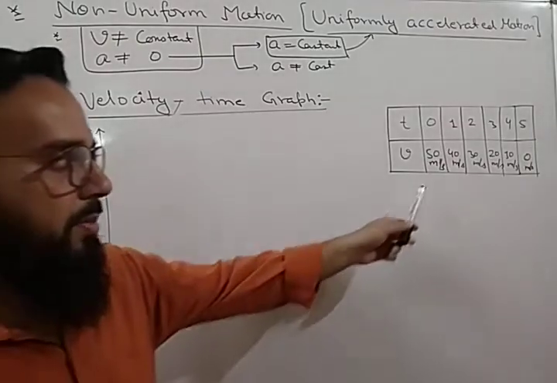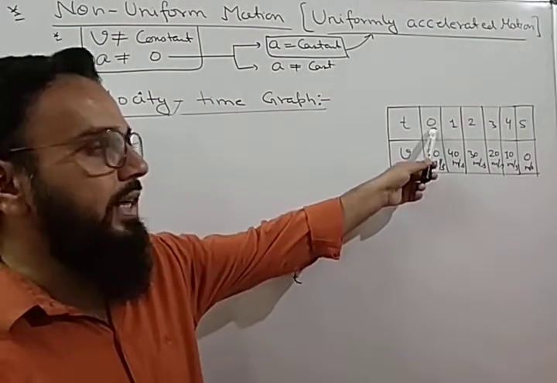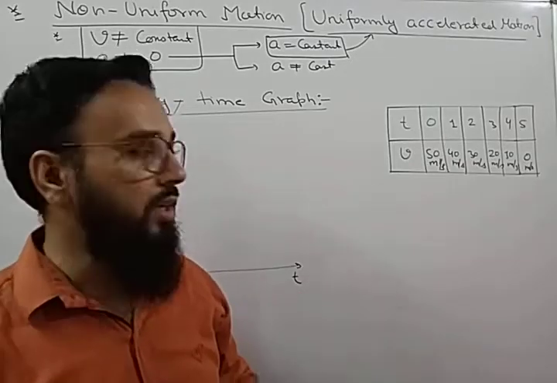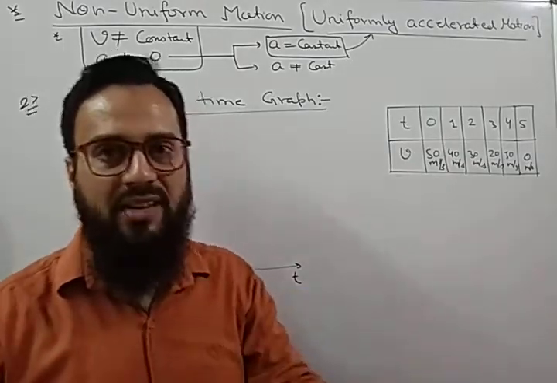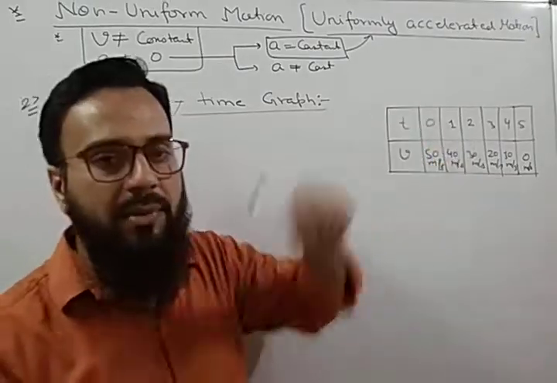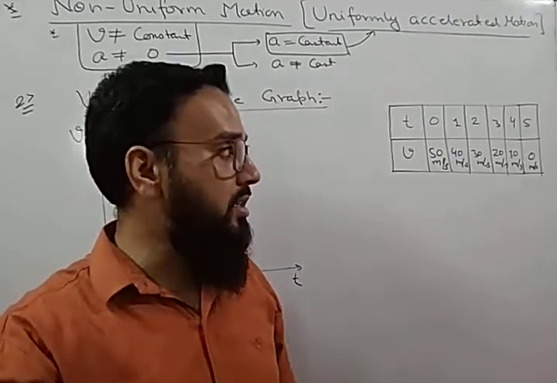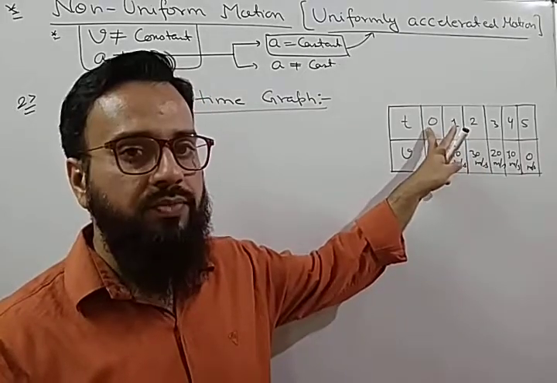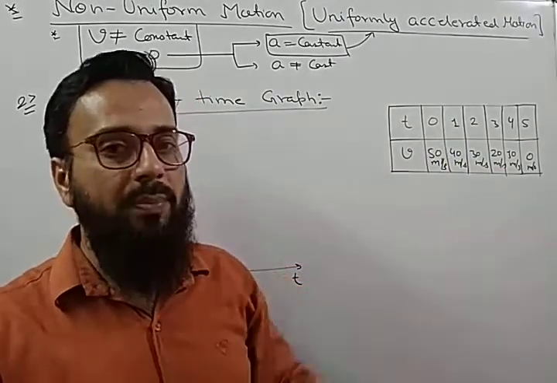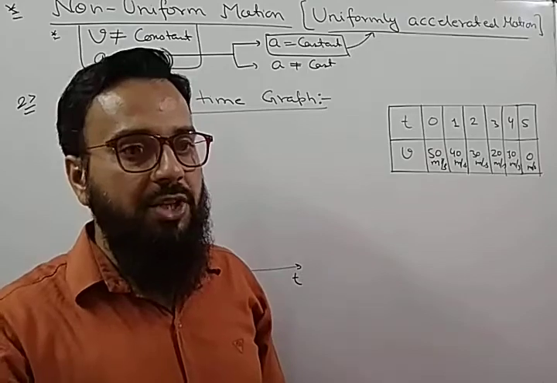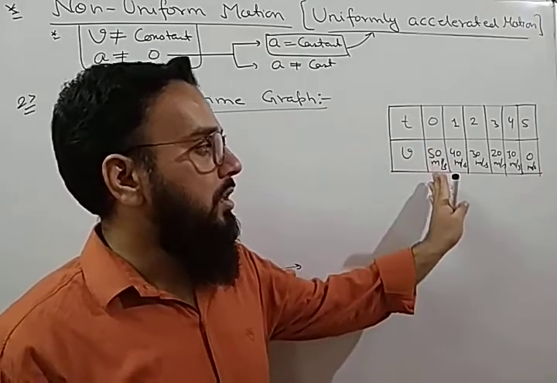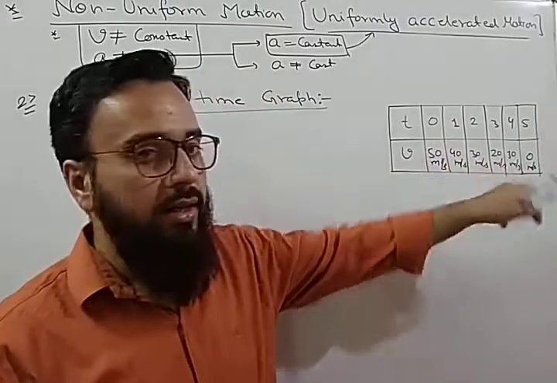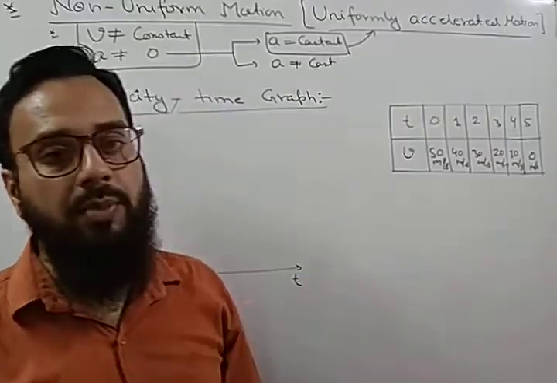So what does this table indicate? It indicates that at t equal to 0, when you start seeing any motion, any car or any bike was moving with velocity 50 meter per second at that instant. So at that time t equal to 0, velocity is 50. Then you apply the brake. With the application of the brake, velocity is decreasing continuously. After every 1 second, velocity is decreasing by 10 meter per second.